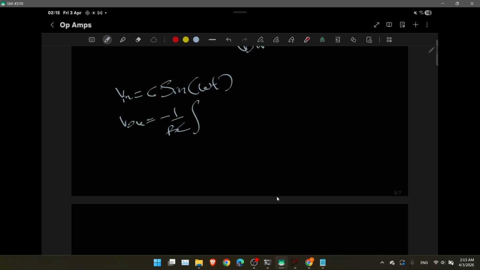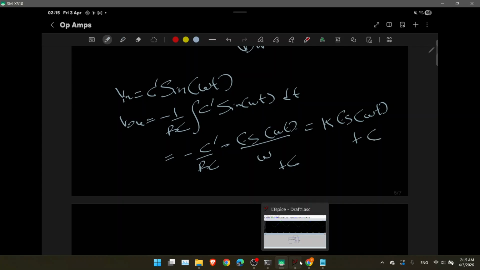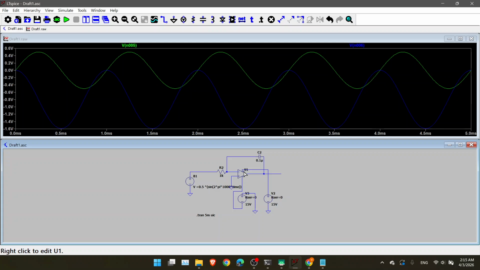Some integration of, let's say, C dash sine omega t. So the integration is minus C dash over RC. If you integrate sine, it is minus cosine omega t over omega. So these are all constants. So it is k cos omega t plus c. There's a plus c here. So now go to the simulation. Look what we have. Look what we have.